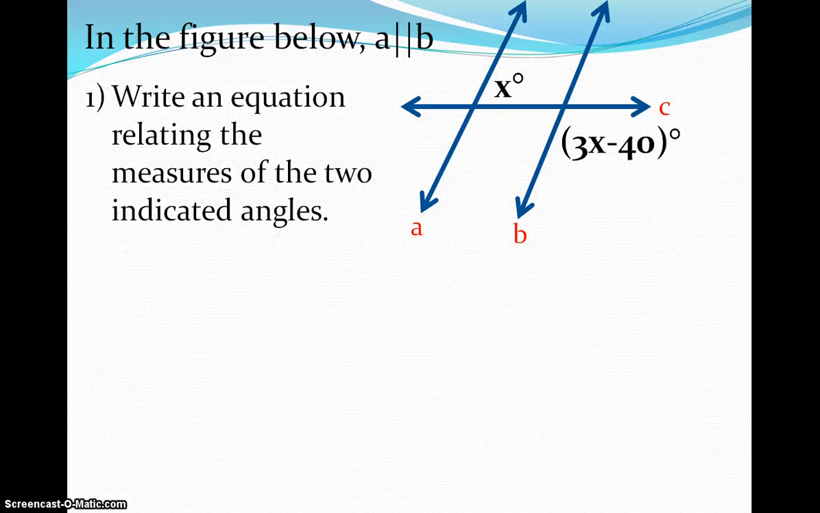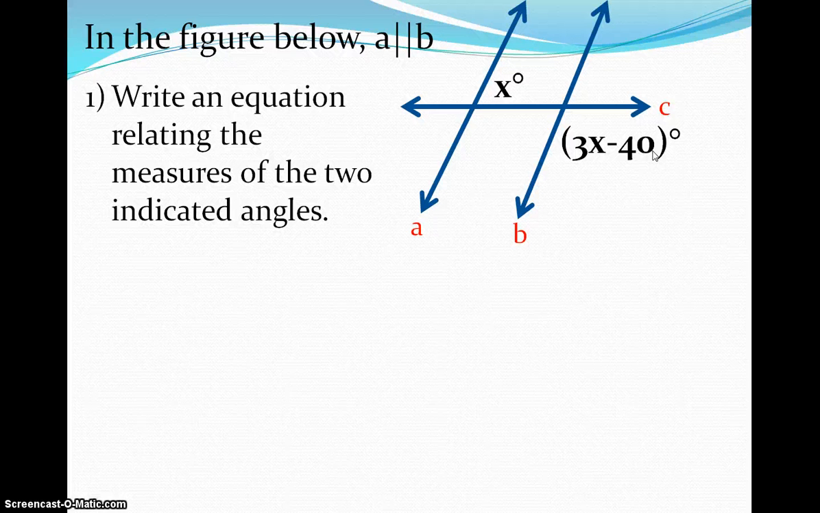Here are a couple of practice problems now that we've gone through the corollaries and the theorems that we need to answer these types of questions. In the figure below, we know that A is parallel to B. If I was going to ask you to write an equation relating the measures of the two indicated angles, basically meaning I have my x degrees here, and I have my 3x minus 40 degrees, which is this angle here, and if I know that A and B are parallel, what would you be able to tell me about the relationship between x and 3x minus 40? So I'll ask you to pause it real quick and write an equation down. Once you think you have the answer, you can just unpause the video.